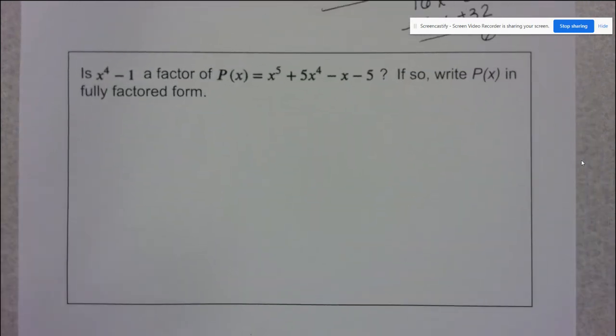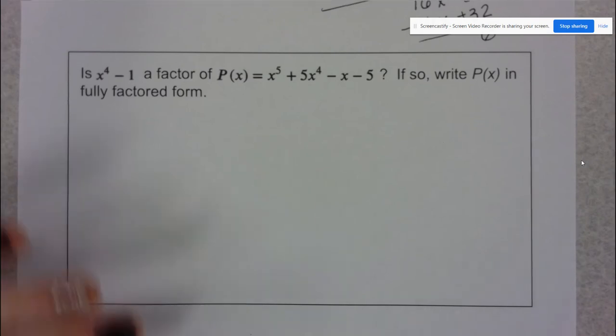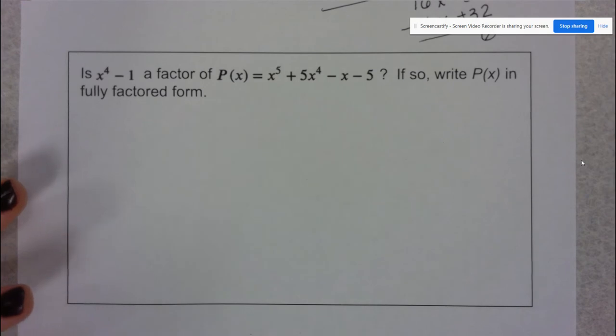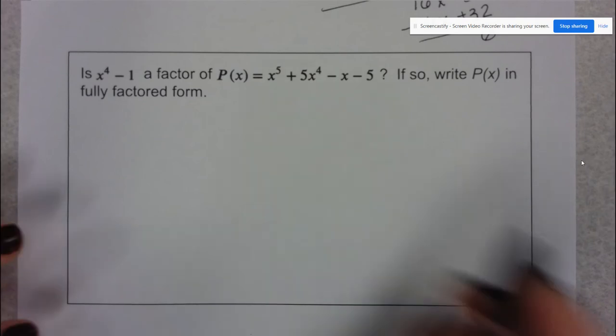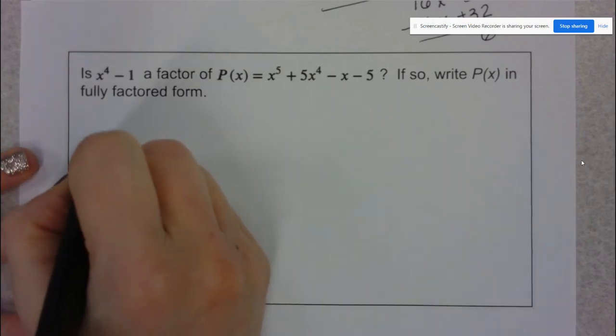All right, here we go. Is x to the 4th minus 1 a factor of the polynomial x to the 5th plus 5x to the 4th minus x minus 5? If so, write the polynomial p of x in fully factored form. All right, the first thing we need to figure out is if x to the 4th minus 1 is even a factor.